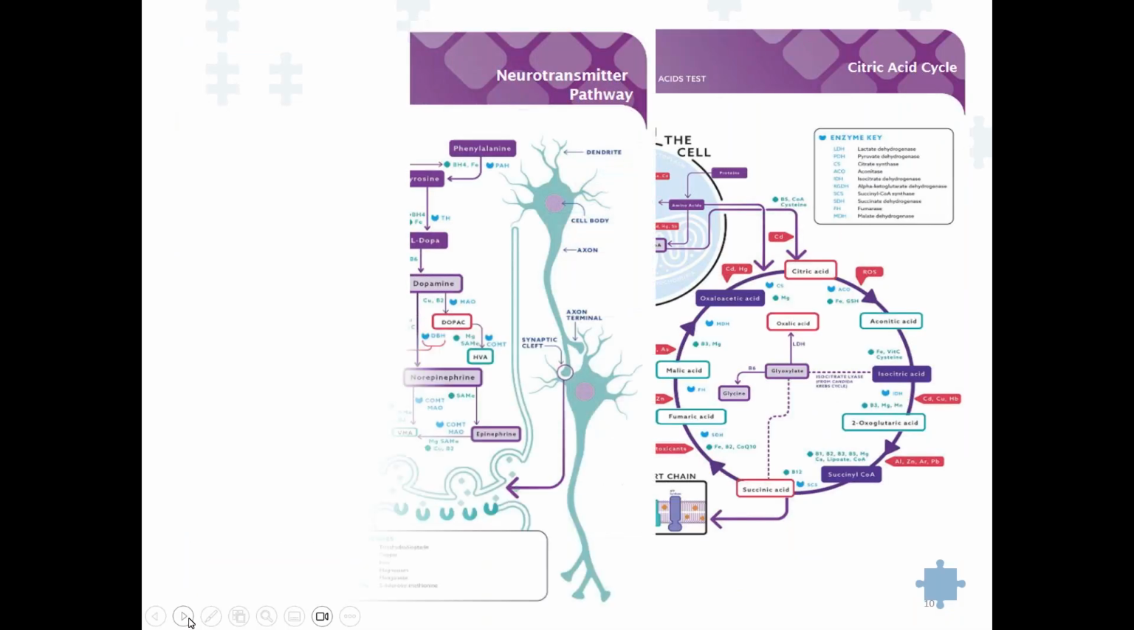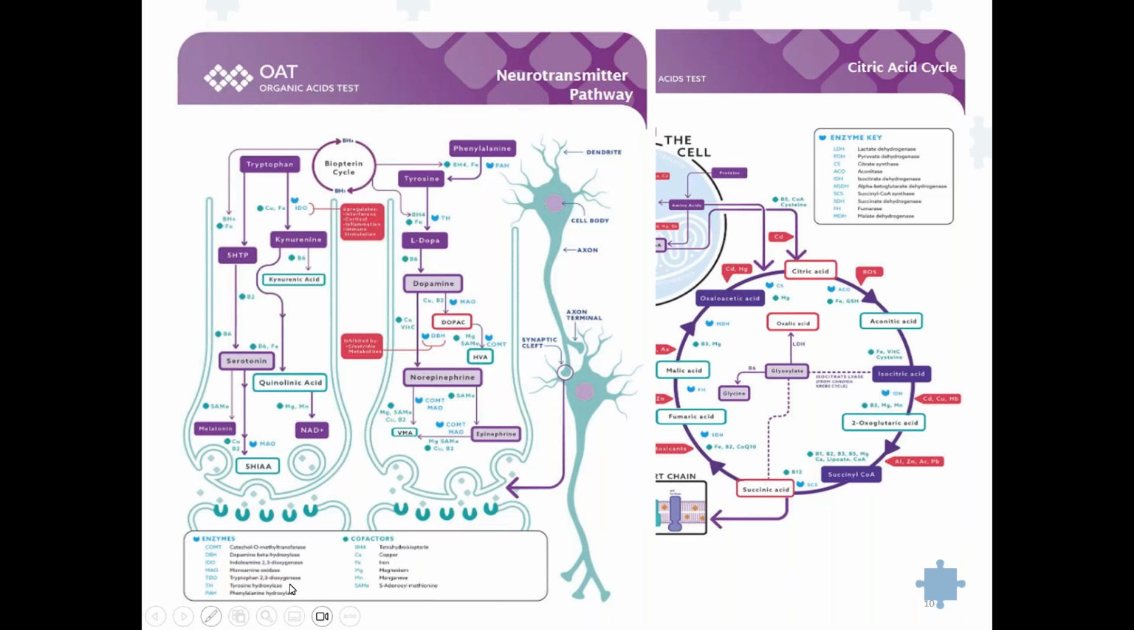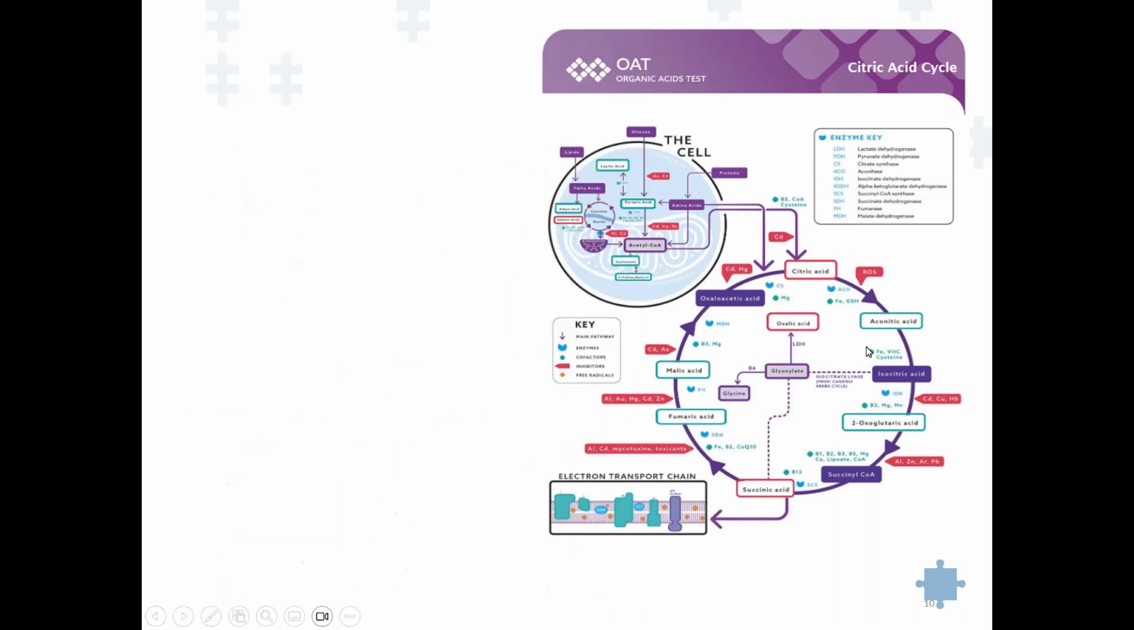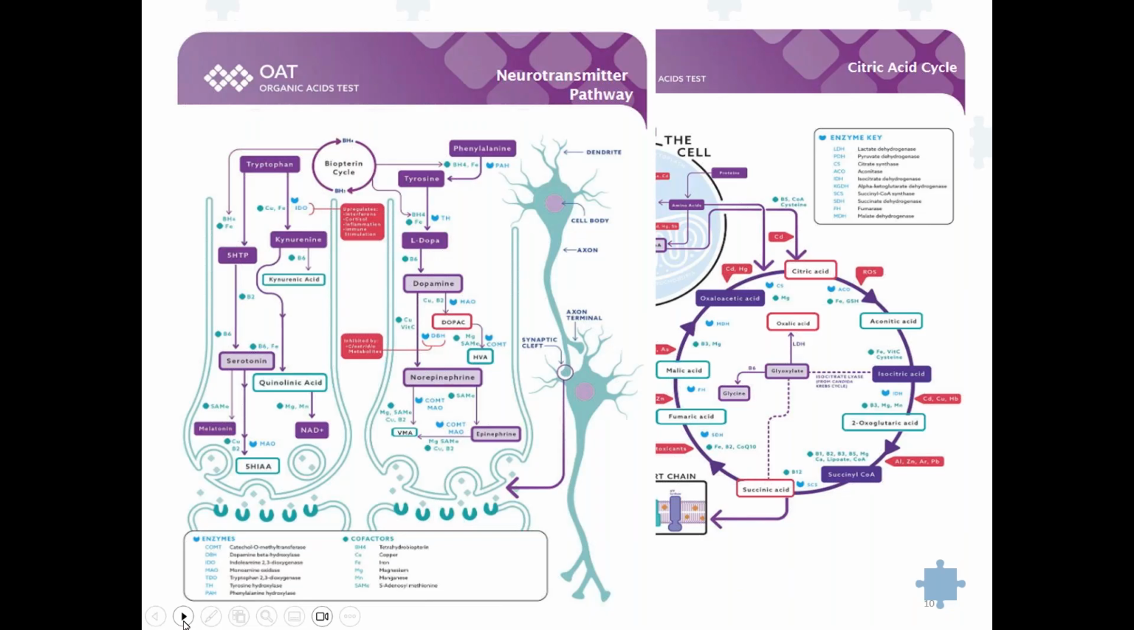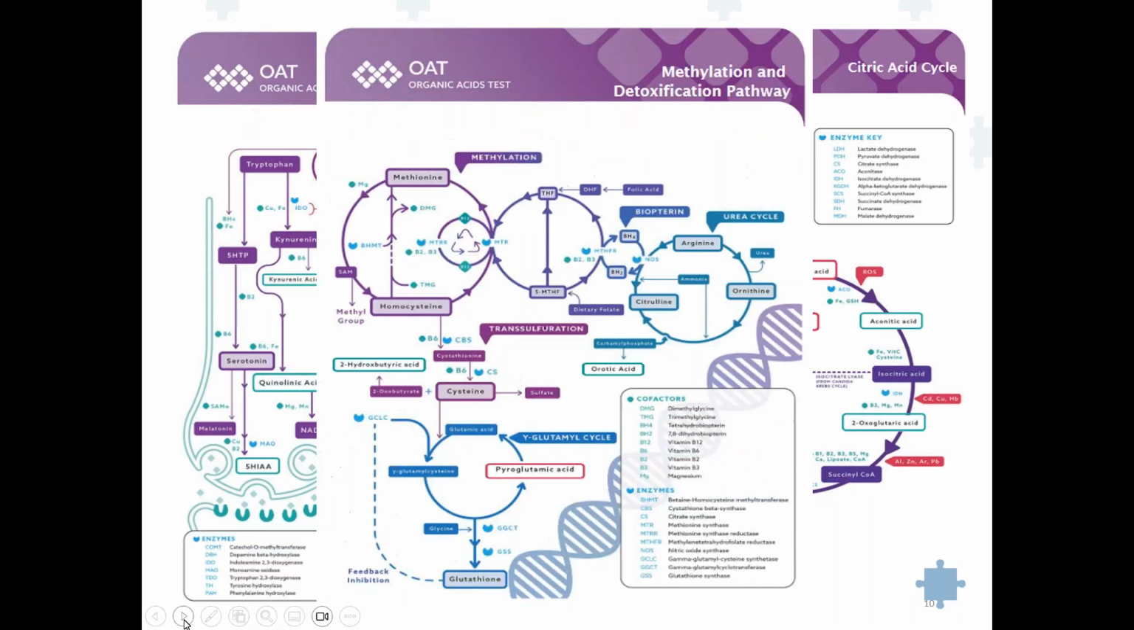The other thing within the new test is these additional diagrams. So we've got the citric acid cycle, not only the citric acid cycle, but looking at glycolysis and how it connects to the citric acid cycle. We've got one for neurotransmitter pathways, and there's even one for methylation and detoxification pathways. And these are found on various pages within each organic acid test.